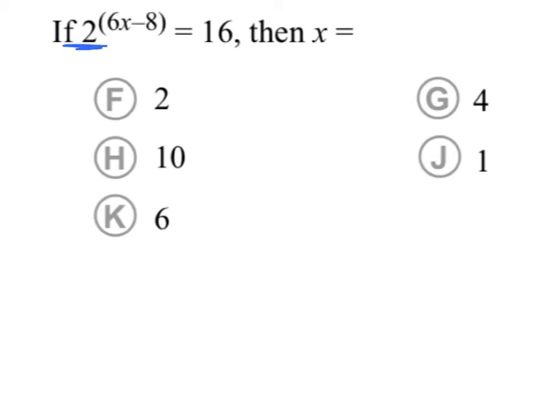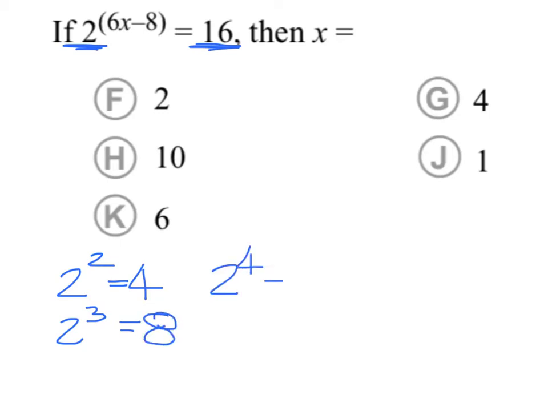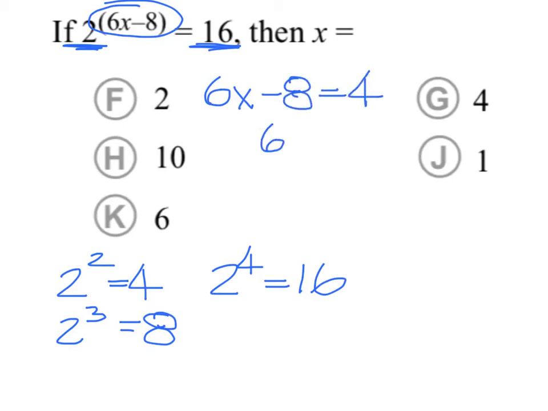Okay, 2 to some power is 16. What is 2 squared? 4. What is 2 to the third? 8. What is 2 to the fourth? 16. So you know that this must be equivalent to 4. So when you do that, you end up with 6x equals 12. Answer should be 2.